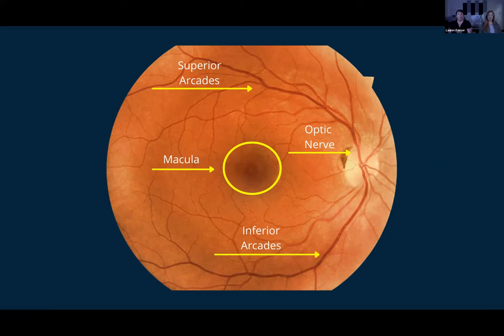Can I see all four parts of anatomy? Are they clear and in focus? And is the optic nerve in the correct position?